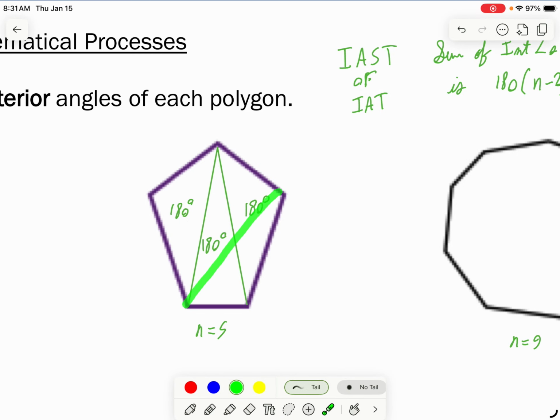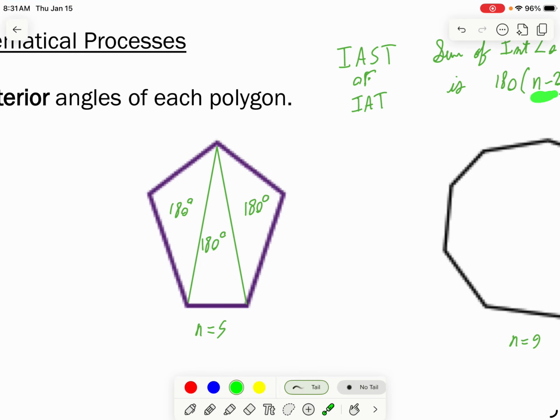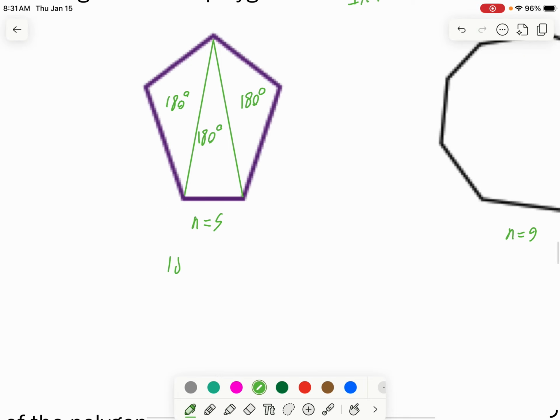I could not go over here and then over here, because that makes an extra 360 degrees. This one works better because they're all angles of the bigger figure. Ultimately, I've got 3 triangles. Notice how the n minus 2 is really the number of triangles that are created. Since I've got 3 triangles, that's 180 times 3, which is, I believe, 540 degrees.